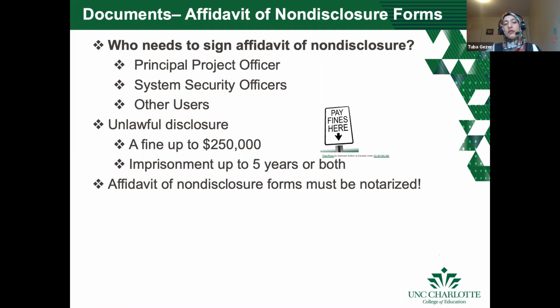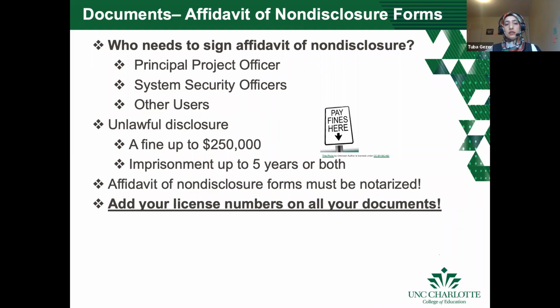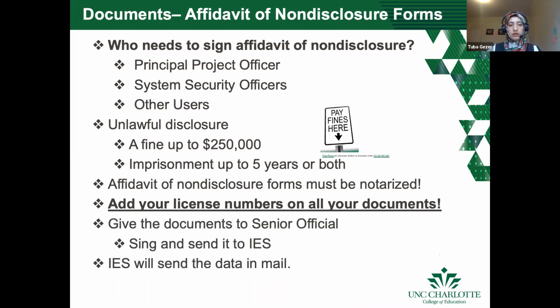Another thing, that affidavit of non-disclosure form has to be notarized. So you have to find a notary in your institution and sign when they are present. And you will add your license number on all of your documents. As you saw before, I had my license number on top of all of my documents. And once you complete all those documents, I have to emphasize this part: all the signatures have to be wet signatures. They don't accept electronic signatures. So be careful about that one.